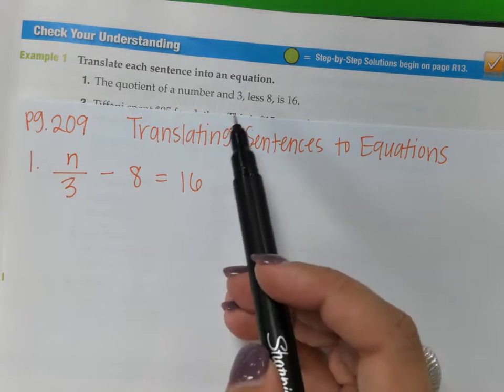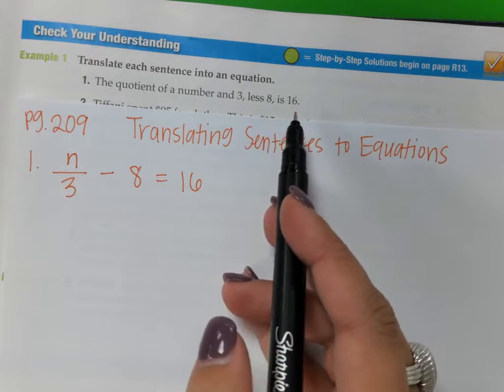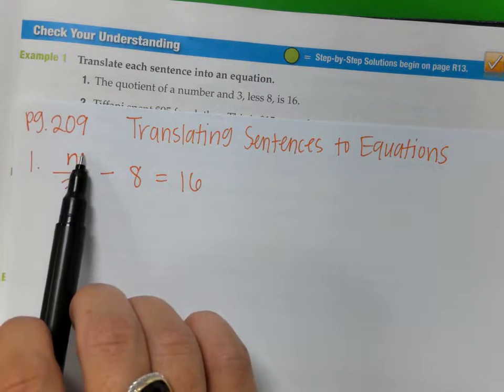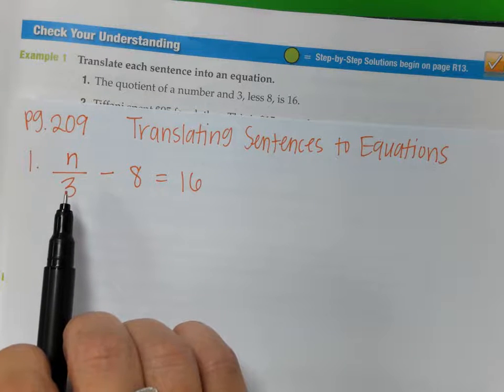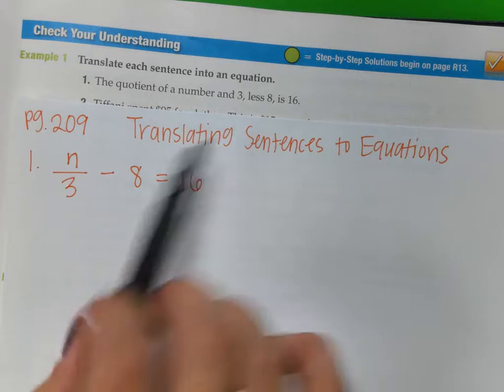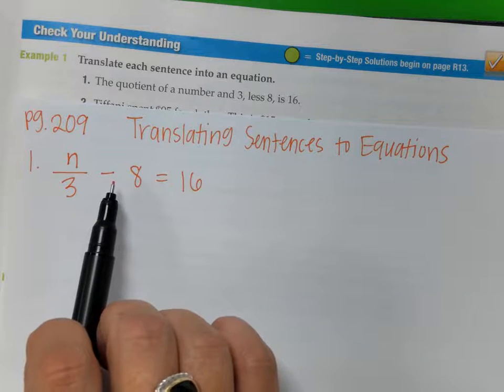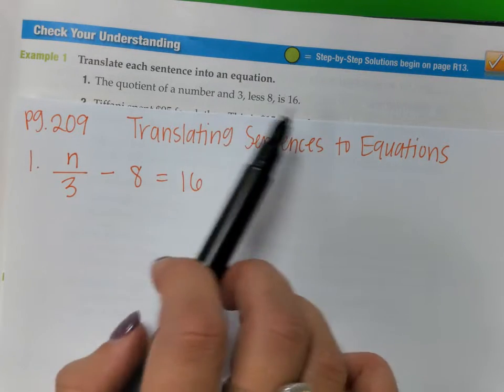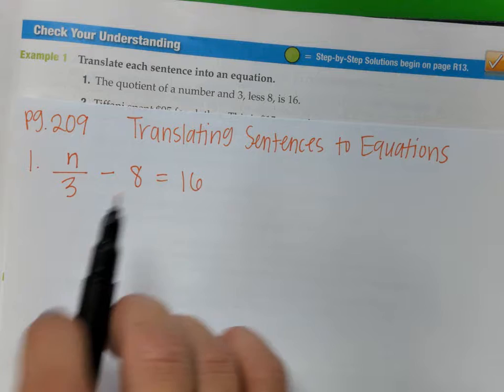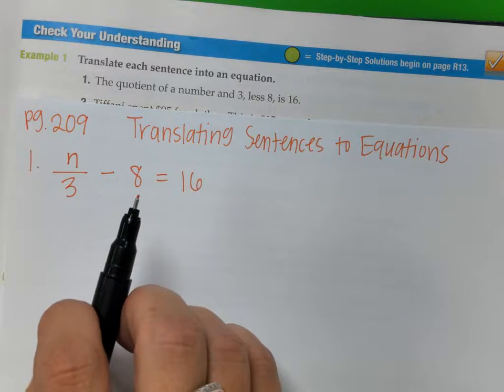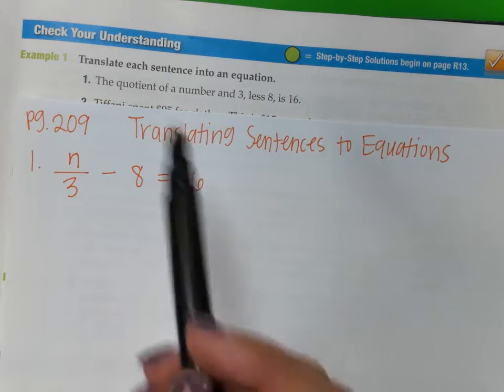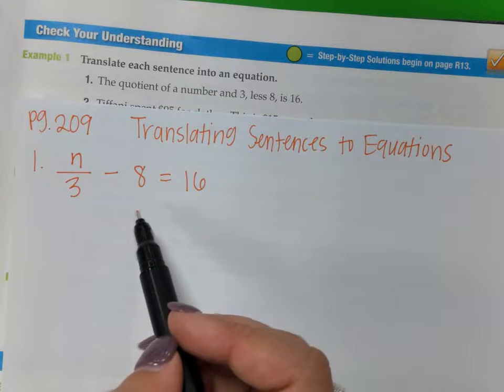Alright, so the quotient of a number and 3 less 8 is 16. So I'm writing n over 3. Quotient means division. And then less 8 is minus 8. And it tells me that all of that is 16, so that means it's equal to 16. Okay. So that's all we're doing, we're just translating that sentence into an equation.